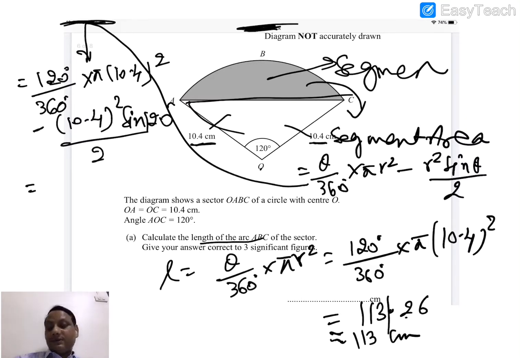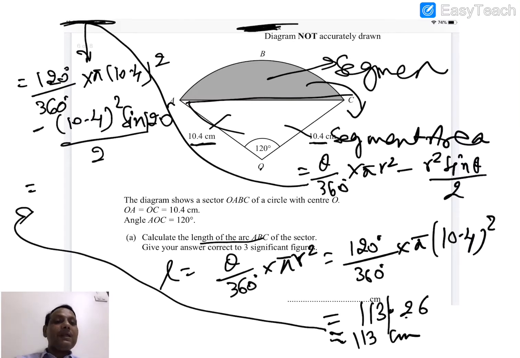So see here, we are going to do 120 divided by 360 and times pi, shift pi, then times 10.4 bracket whole square. What you get is 113. I already found it, sorry, I didn't notice. I thought this was the arc length, but here I calculated the area. I will show you all the arc length, don't worry. By mistake I said arc length, but basically I calculated the area. So we are going to get 113, then minus, we have to calculate the triangle area.